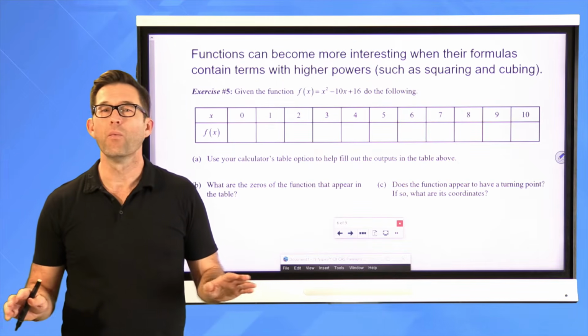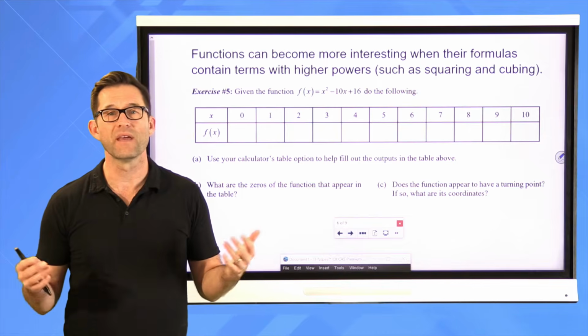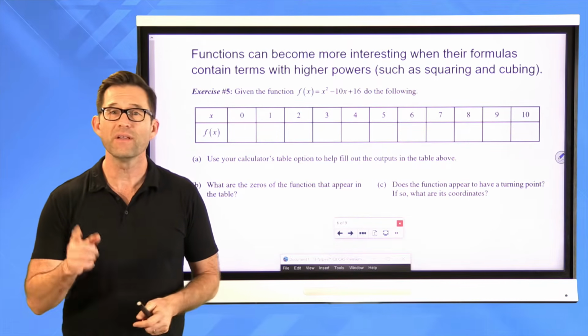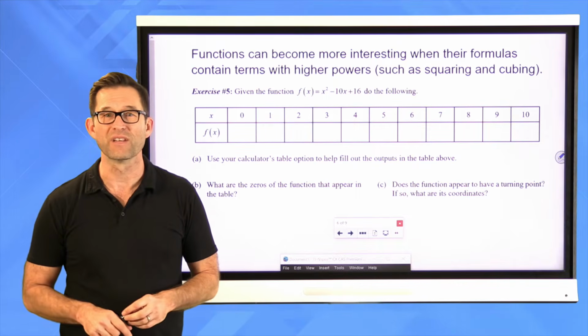Functions can become way more interesting when their formulas contain terms with higher power. So our last function just had like x to the first in it. But let's look at one that's a little bit more interesting. Exercise number 5.